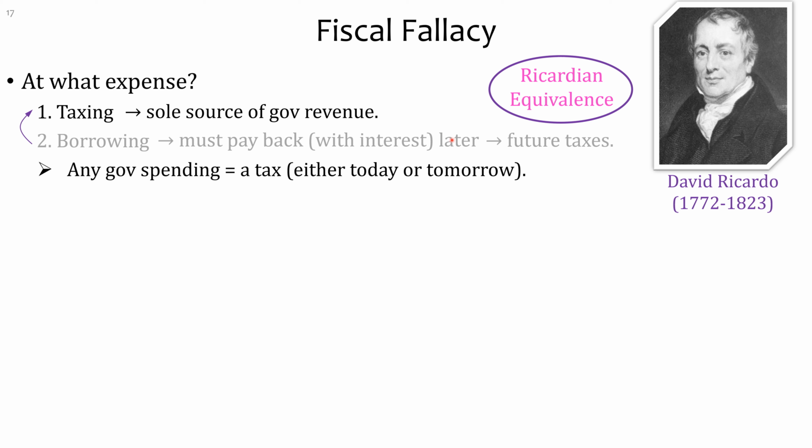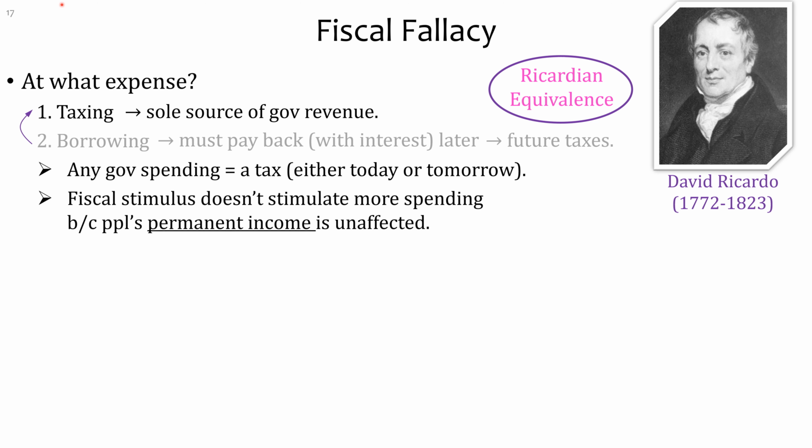And people take this into consideration. Financial markets react in anticipation. Whenever they see the government getting bigger, they realize that, oh, you know what's coming up? Higher taxes, sooner or later, all right? So fiscal stimuli don't stimulate more spending because people's permanent income is unaffected. This was the great contribution of Milton Friedman. You saw the idea of permanent income. What determines people's behavior is not little injections here and there. It is a permanent income.